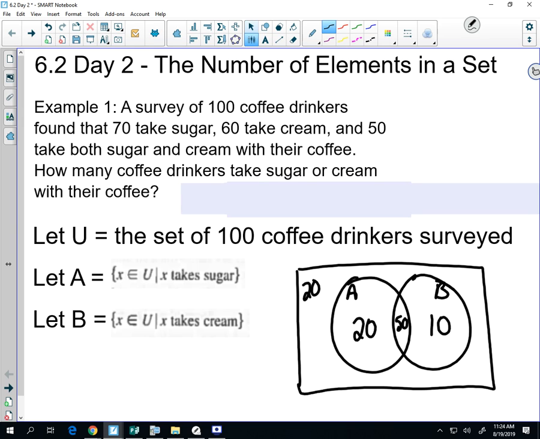So the question is, how many take sugar or cream? That would be A union B, right? Number in A union B. And we can see from my lovely picture here that it would be 50, 60, 70, 80, right? So 80, I believe, is the answer.